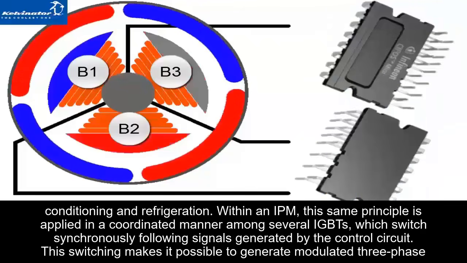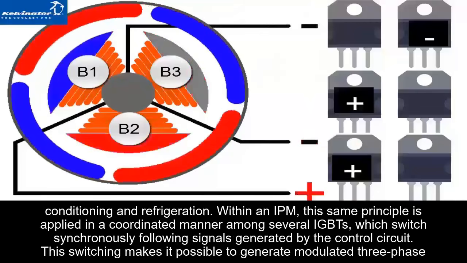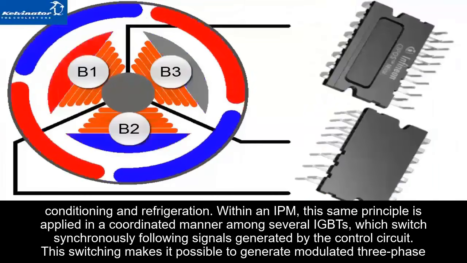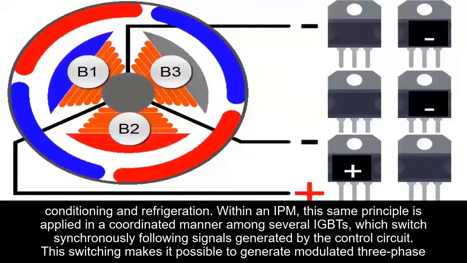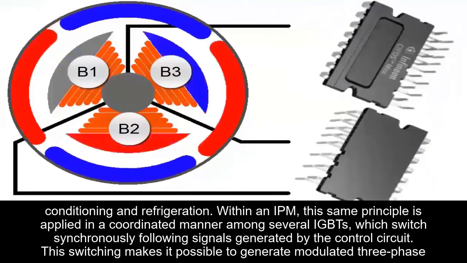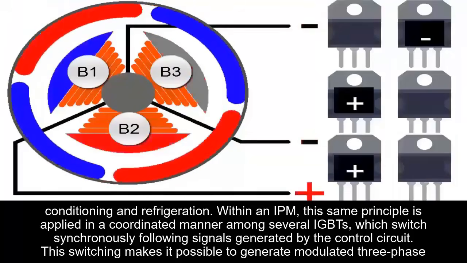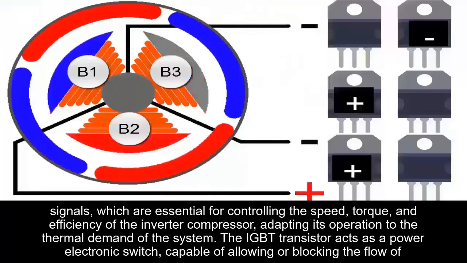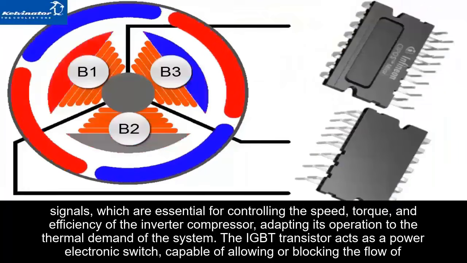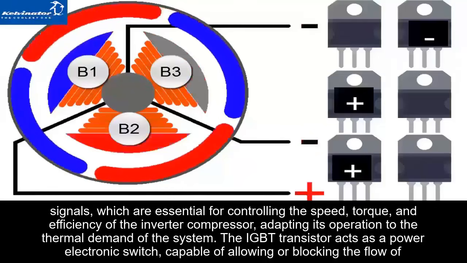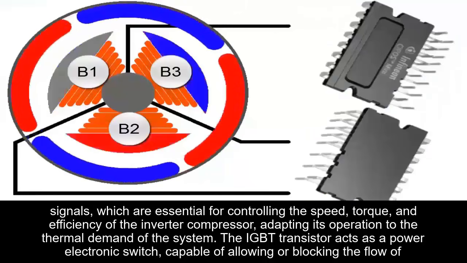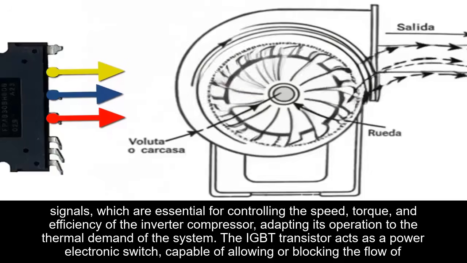Within an IPM, this same principle is applied in a coordinated manner among several IGBTs, which switch synchronously following signals generated by the control circuit. This switching makes it possible to generate modulated three-phase signals, which are essential for controlling the speed, torque, and efficiency of the inverter compressor, adapting its operation to the thermal demand of the system.